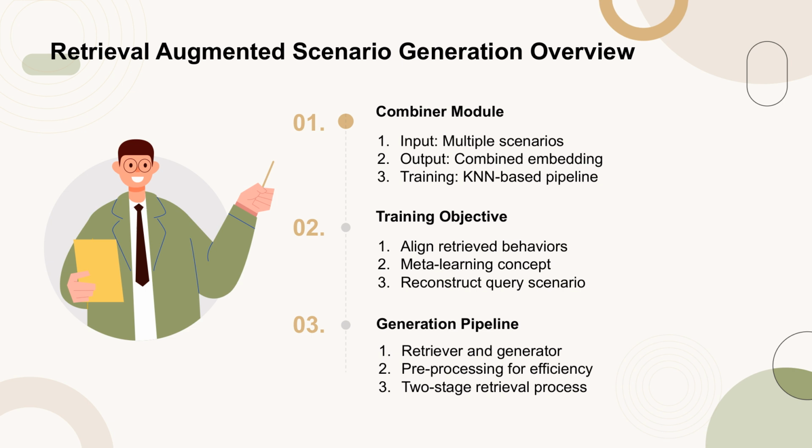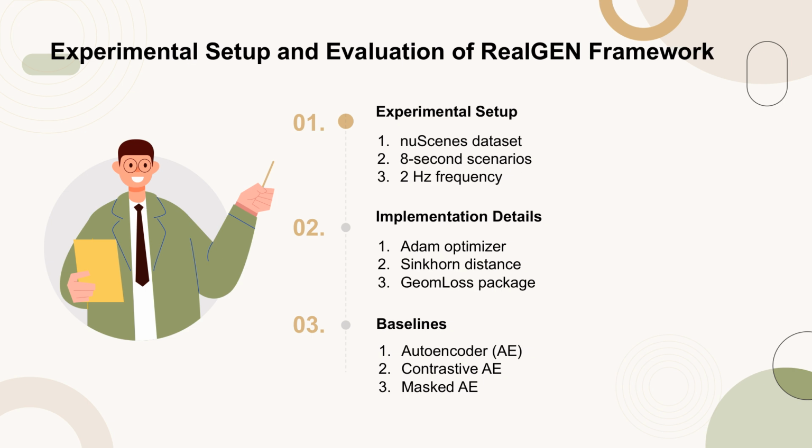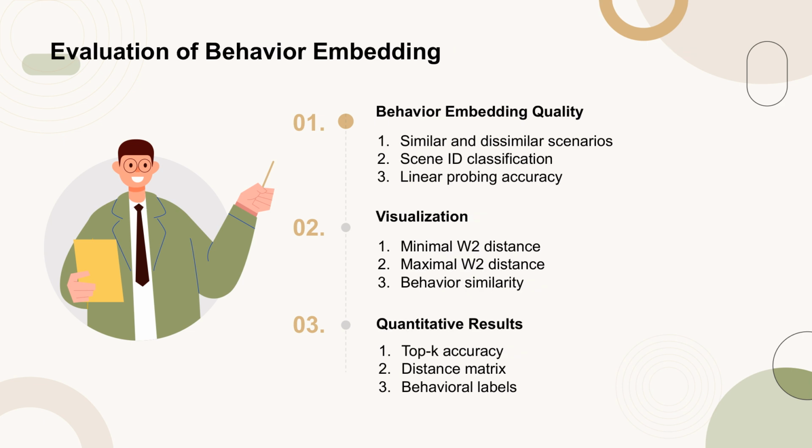The experimental setup involves using the nuScenes dataset, where each scenario spans 8 seconds at a frequency of 2 Hz. The implementation details include the use of the Adam optimizer and the Sinkhorn distance, implemented via the GeomLoss package. For comparison, several baselines are evaluated, including autoencoder, AE, contrastive AE, and masked AE. The quality of the learned behavior embedding is evaluated through visualizing similar and dissimilar scenarios based on the Wasserstein distance. Quantitative results include the classification of scene ID and the accuracy of linear probing, which demonstrates the effectiveness of the embeddings in capturing behavioral information.